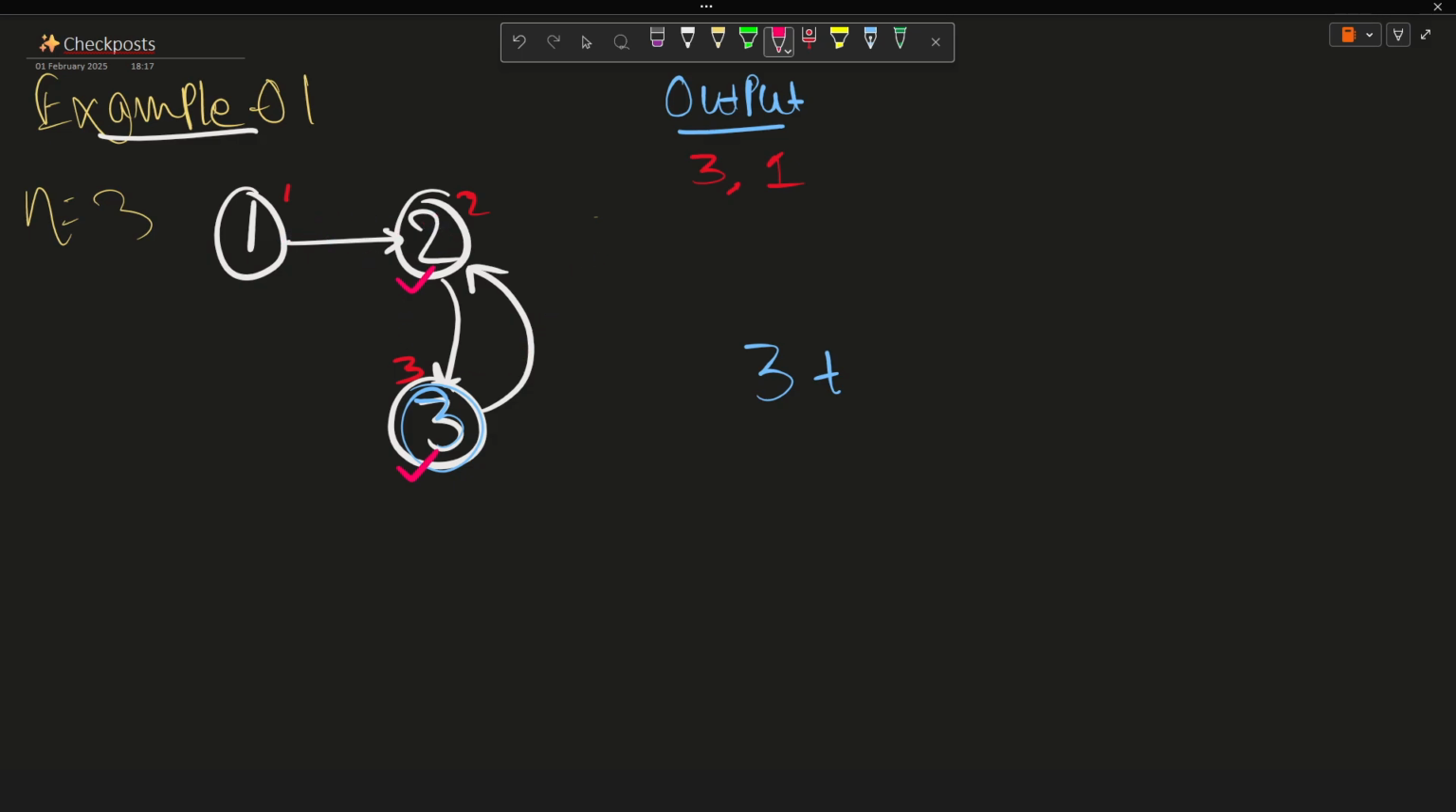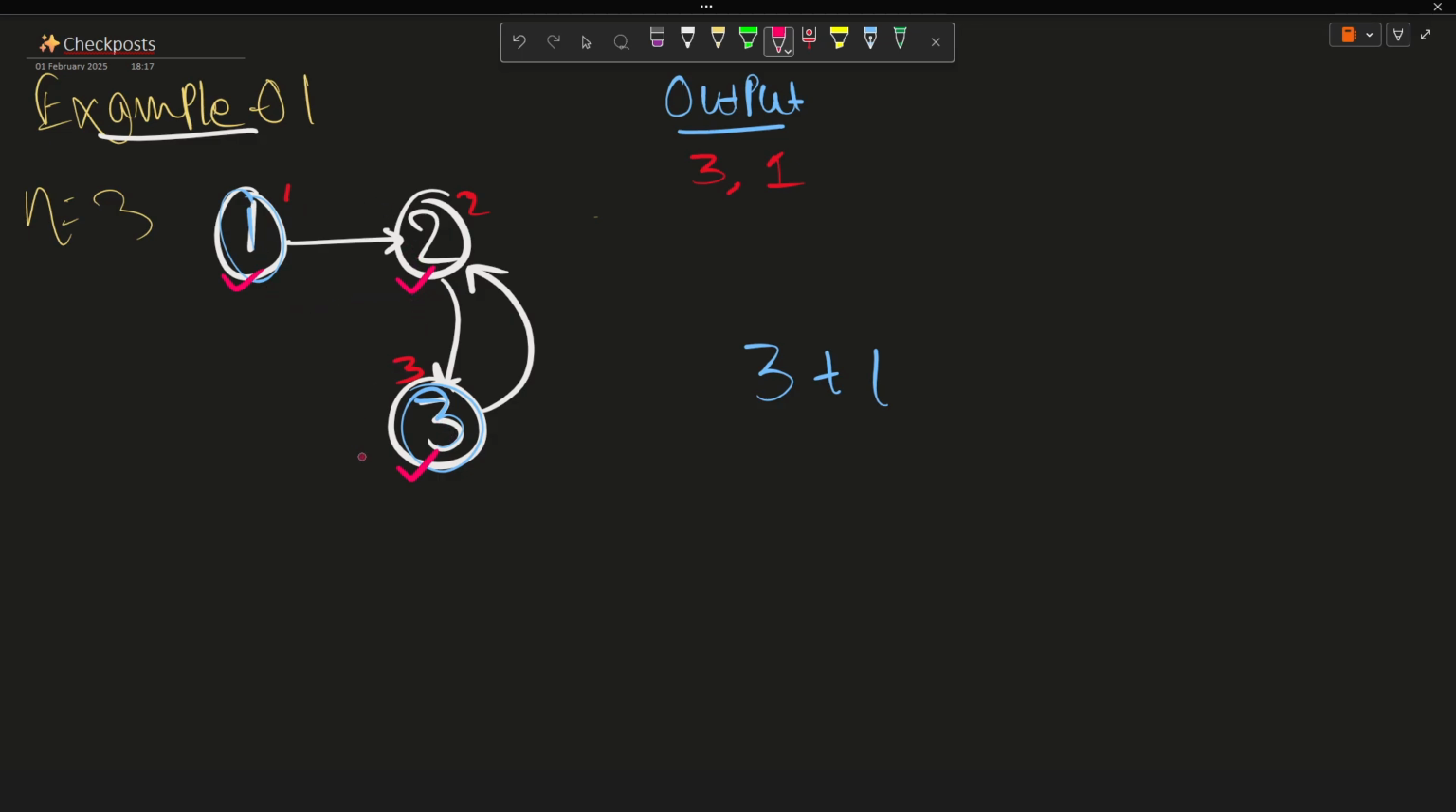So now both of these junctions are protected, but from these two we cannot go to 1. So we again have to build another checkpost on this first junction, because there is no way we can go from this 3 to 1. So we have to build another checkpost on this first junction, and in order to do that we have to again spend a total of 1 unit of money. So let's add 1 to our answer. So now, as you can see, all of these 3 junctions are now protected.